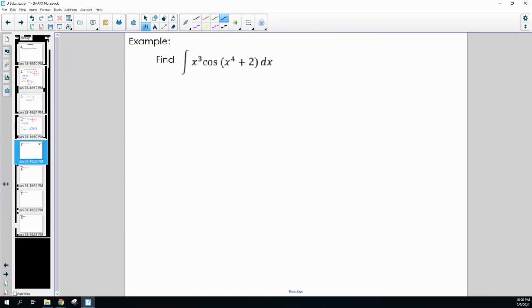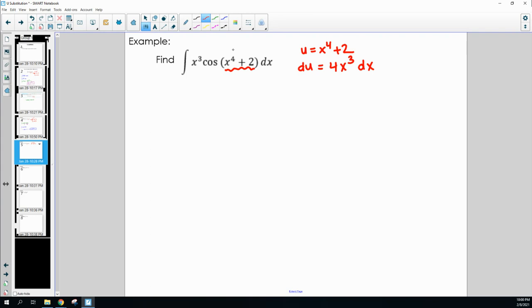Okay, so let's keep going with this. Here, our u, the innermost function, is going to be x to the fourth plus 2. For our du, I'm just going to skip the step of multiplying by dx and combine it into one. So my du here is going to be 4x cubed dx.